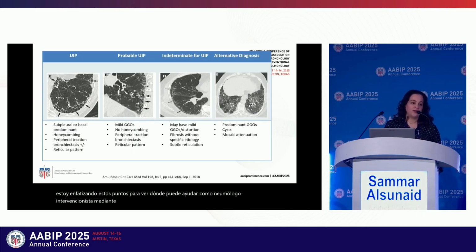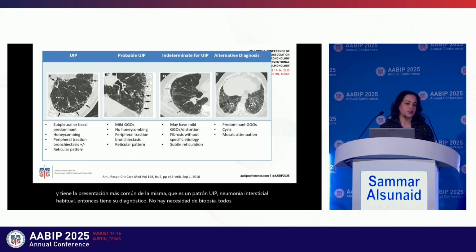So if you have the most common disease, IPF, and you have the most common presentation of it, which is a UIP pattern, usual interstitial pneumonia, then you have your diagnosis. There's no need to biopsy. Everyone can go home and you can start treatment.